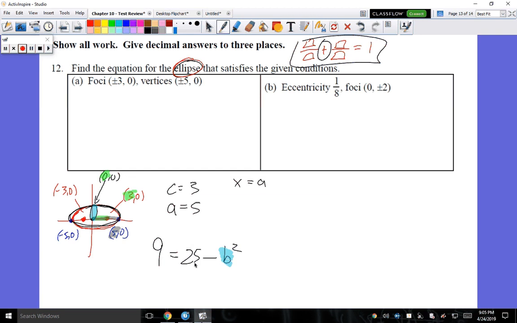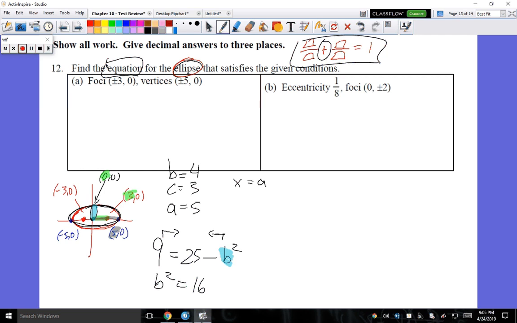And now we're just going to move some stuff around. Let me add the b squared to the right or left side. And let me subtract this 9 over. So 25 minus 9 is 16. And you can see right now, if I take the square root, b is 4. Okay, and we're trying to find the equation of this as far as standard form.